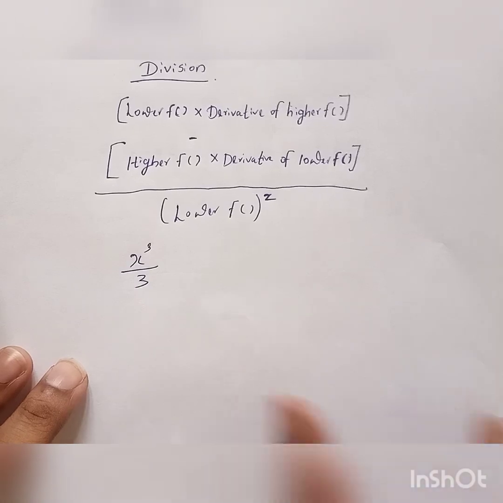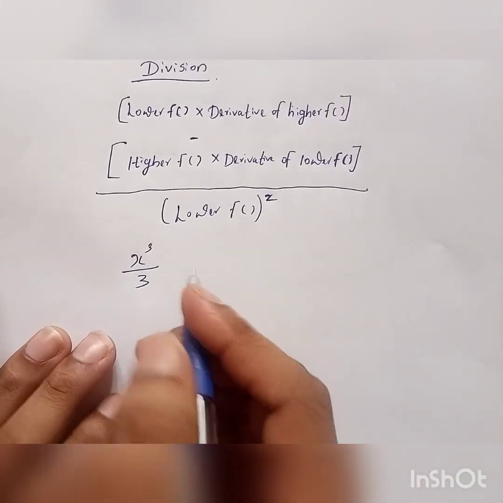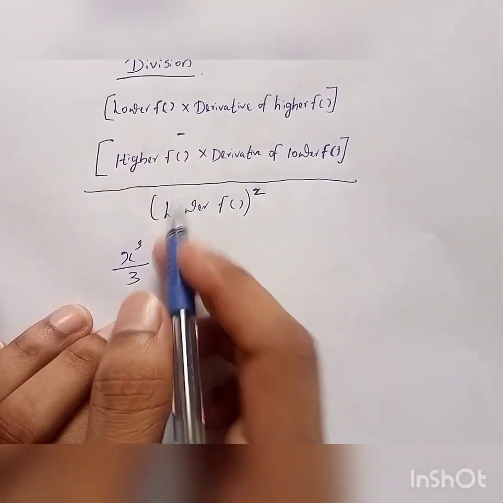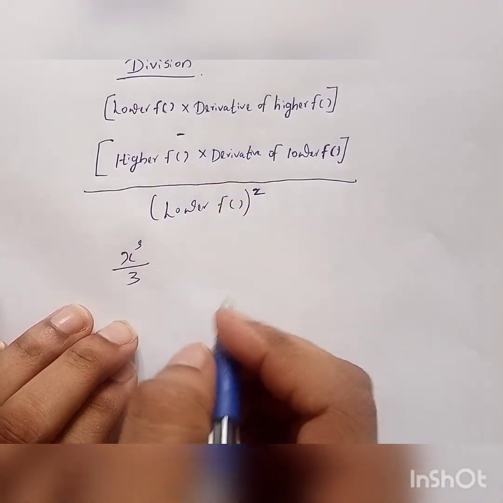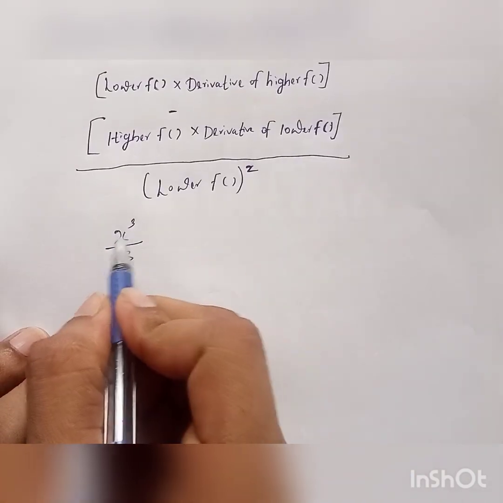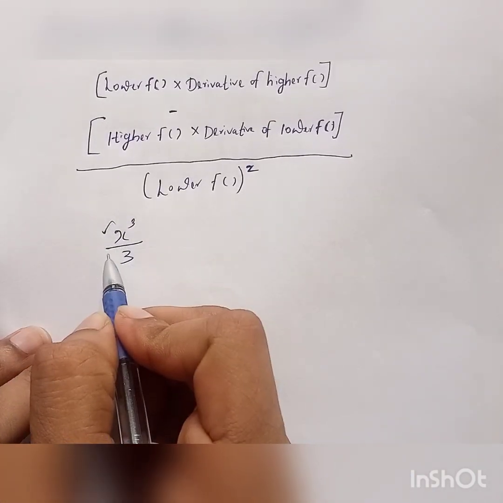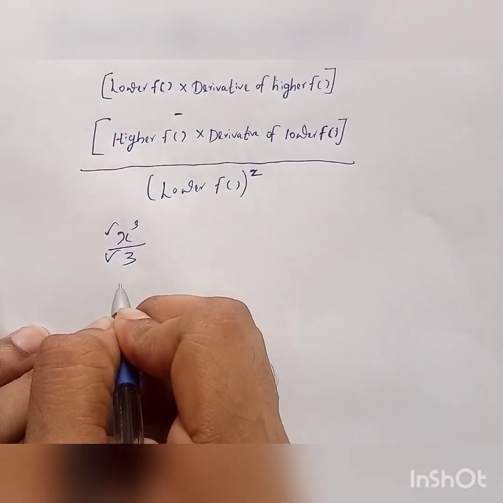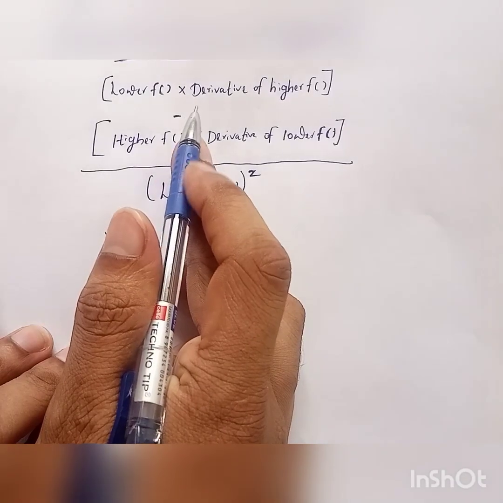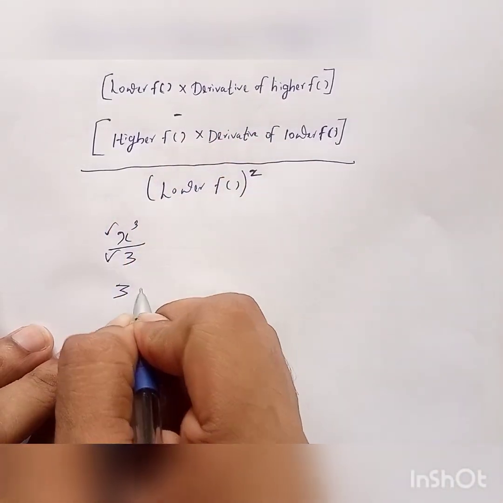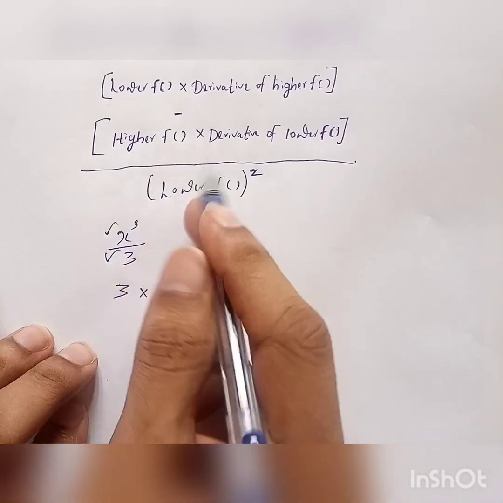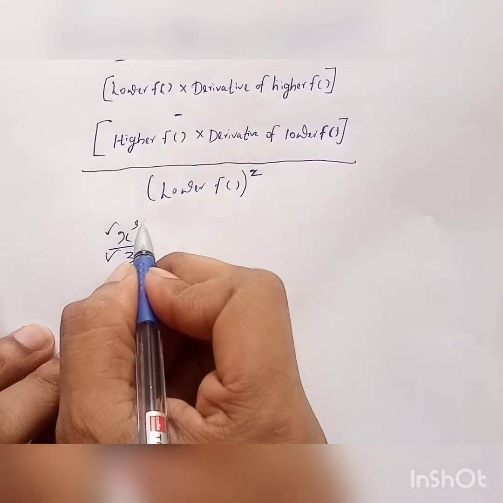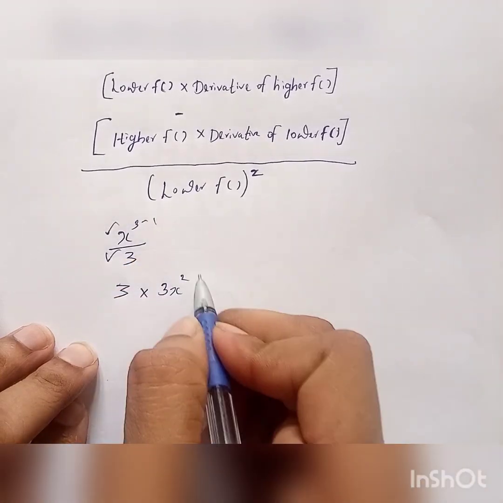Here we have division, right? So what do we have to do? We'll follow the formula which I have told you. Lower function multiplied by derivative of higher function. So here we have upper function or higher function. Here we have lower function. So lower function we should take first. Lower function is 3. Then multiplied by derivative of higher function. Derivative of higher function is what? 3x, then 3 minus 1, which is 2. Then what do we have to do?